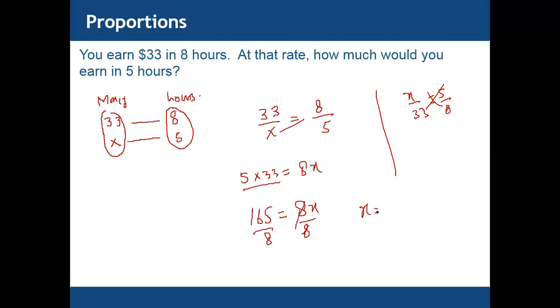So x is equal to 20.62 something. Let's suppose 20.6. So how much can you earn in 5 hours? You can earn $20.6 in 5 hours. Clear? Yes, sir. Okay.